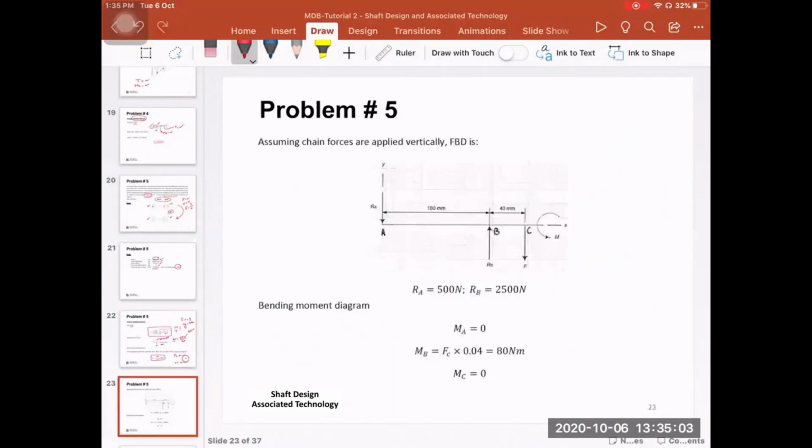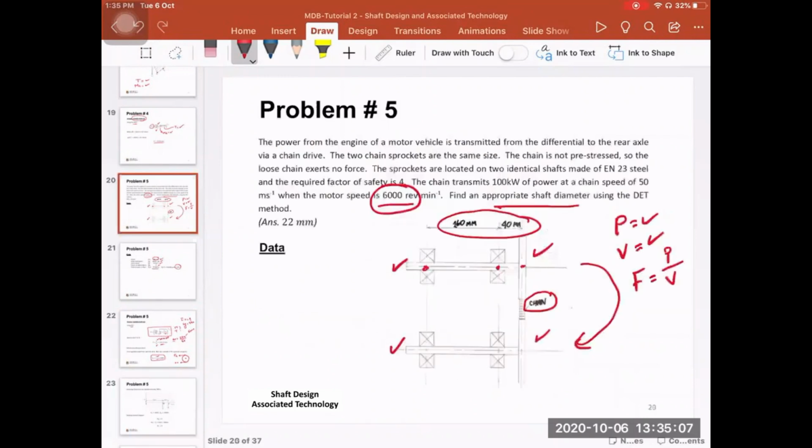Now, if you look at the shaft again, let's look at this shaft. You have a bearing here. Let's call this A, this B, and this C. So we have a reaction force here at A, RA. We have another reaction force here, RB. And then we have the force here, the force of the sprocket.